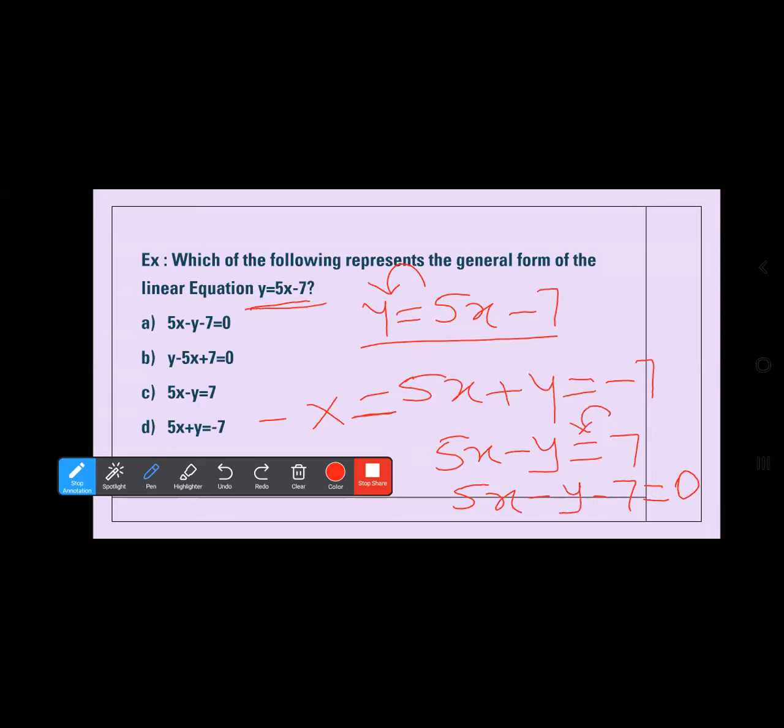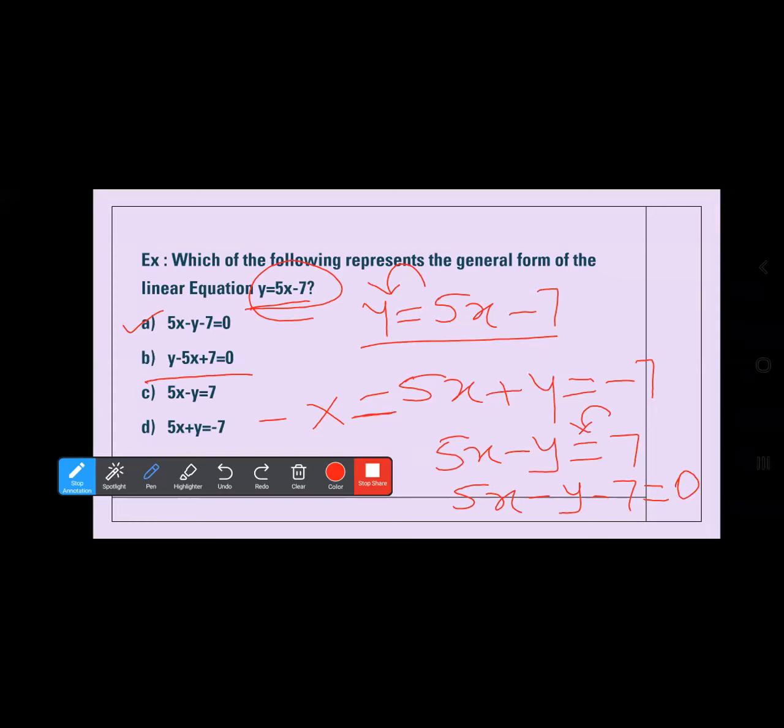So here the equation is given. Here you can see the order of the equation is not in the general form. So first convert it into the general form. For converting into the general form, first it should be x, then it should be y, and then the constant equals 0. When you are converting, you have to take along the sign. So from these options, you can see that option A is the correct option. That is 5x minus y minus 7 is equal to 0.